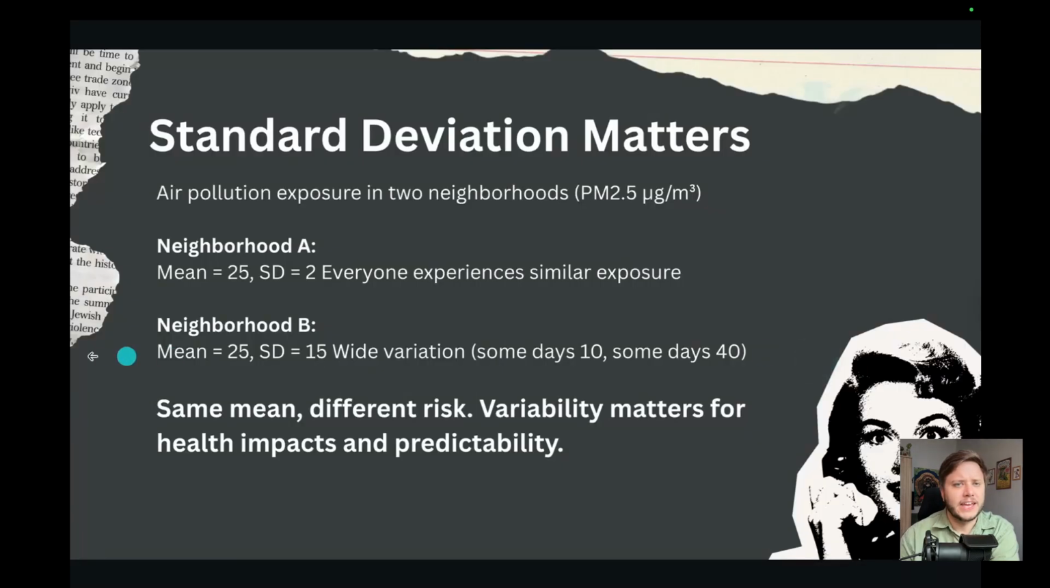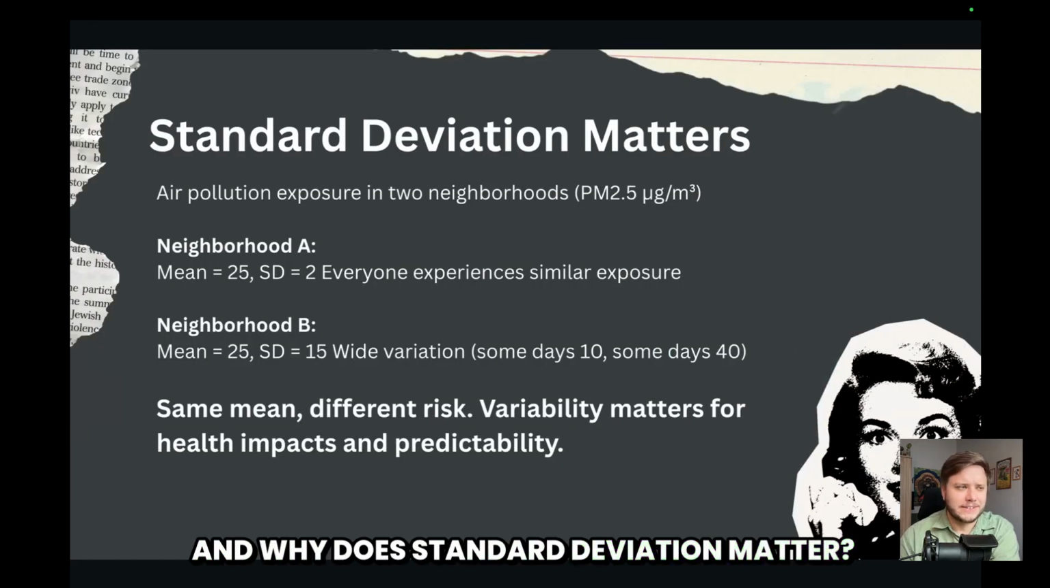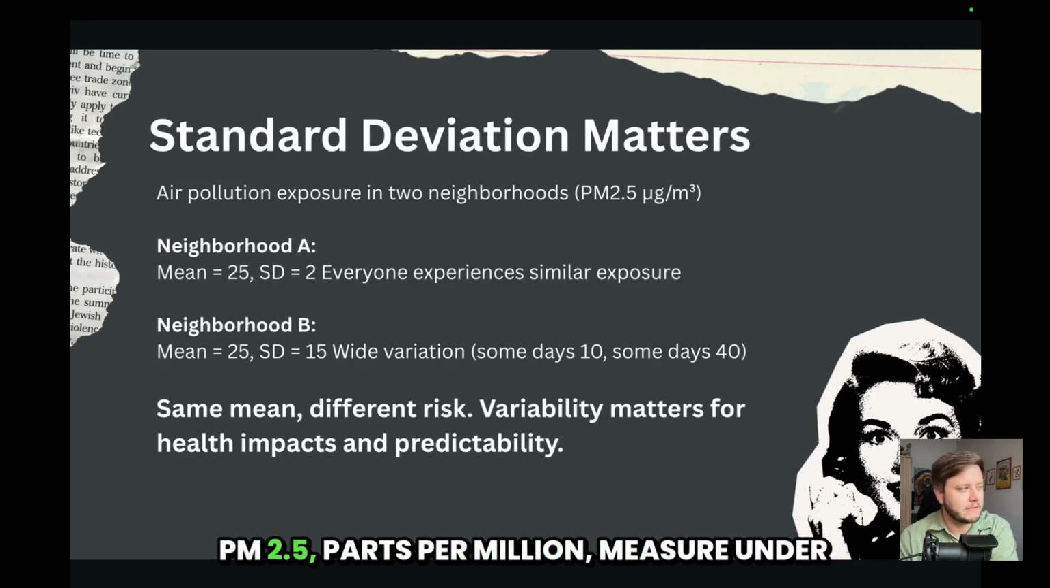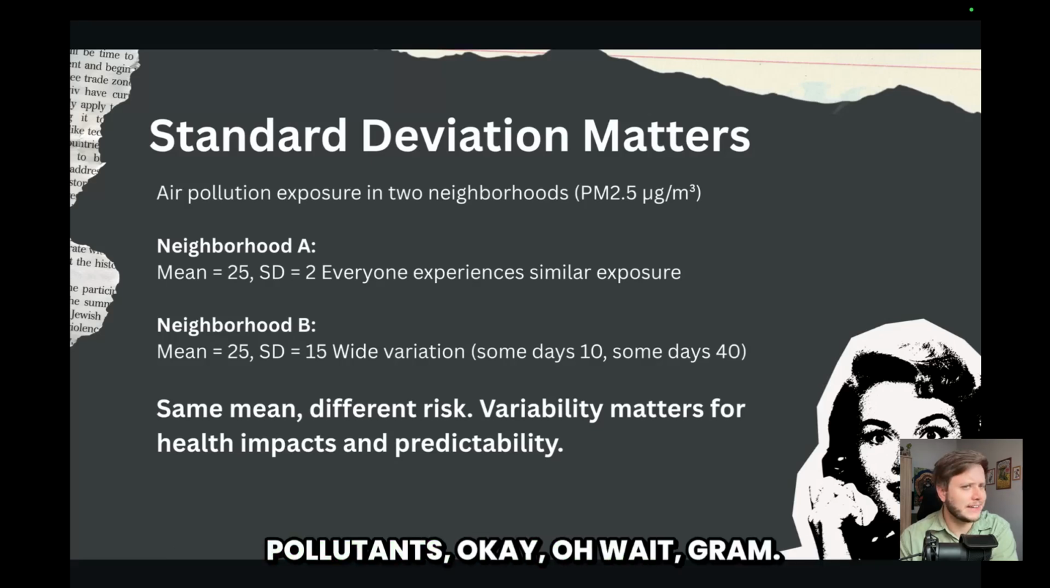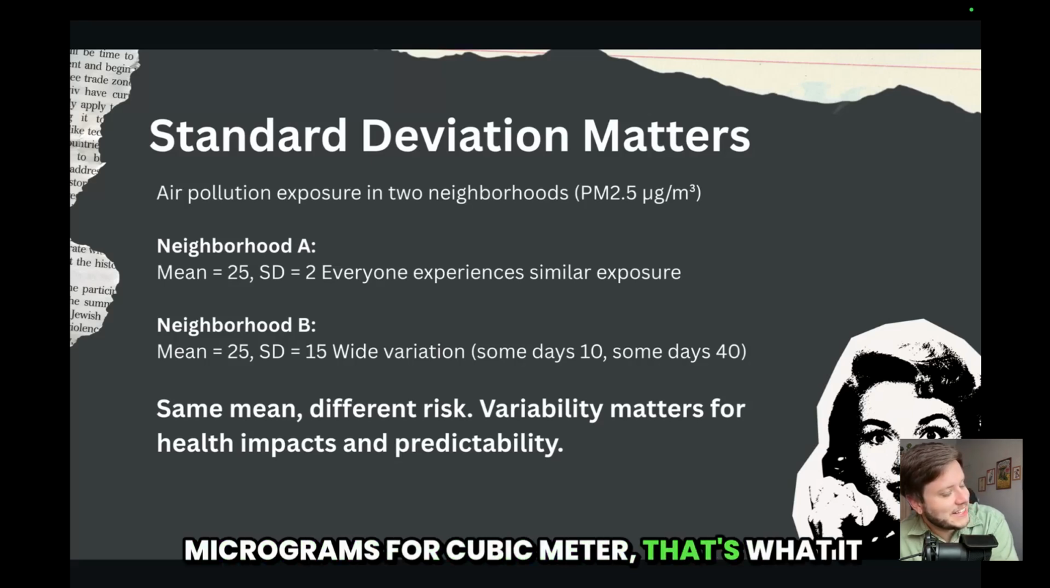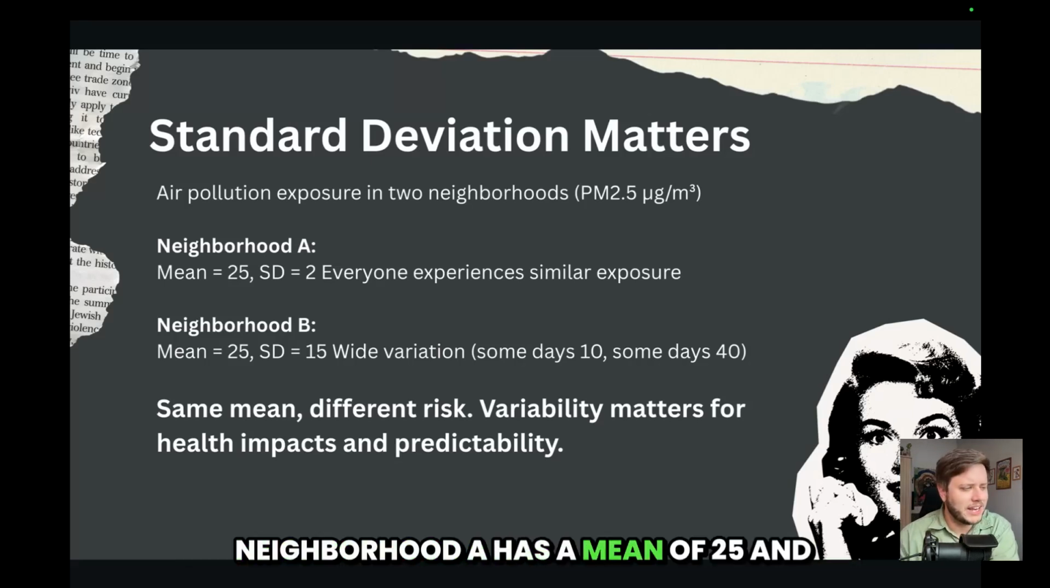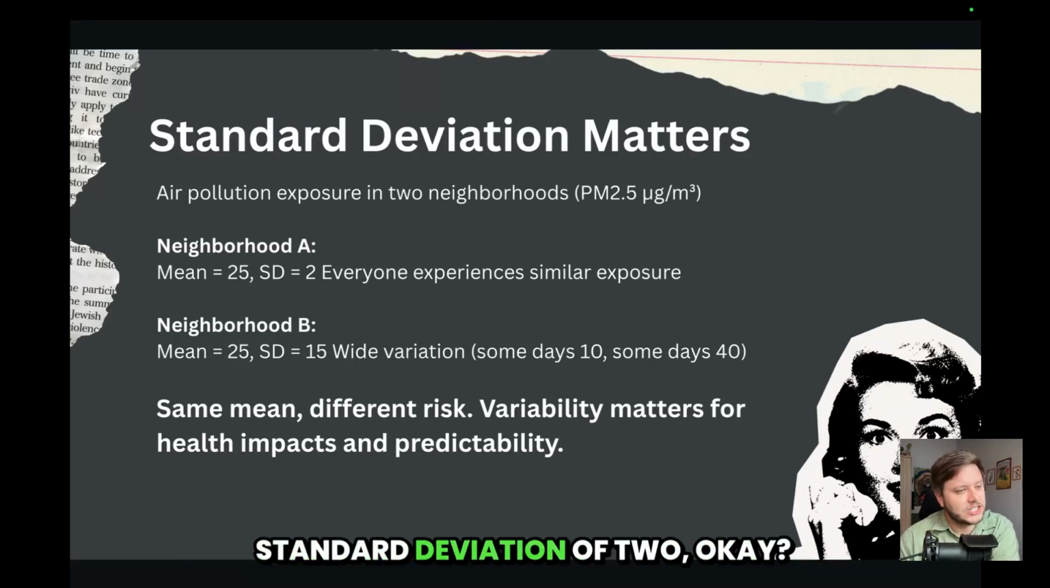Okay? And why does standard deviation matter? Well, consider air pollution exposure in two neighborhoods, right? PM 2.5, measured in micrograms per cubic meter. That's what it is. Neighborhood A has a mean of 25 and a standard deviation of 2.